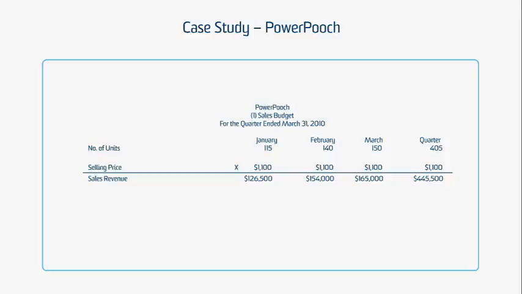We then multiply the sales budget by the selling price, which is constant throughout, so 1,100. This gives us our budgeted sales revenue for the period. We can then take these sales figure estimates into the production budget.